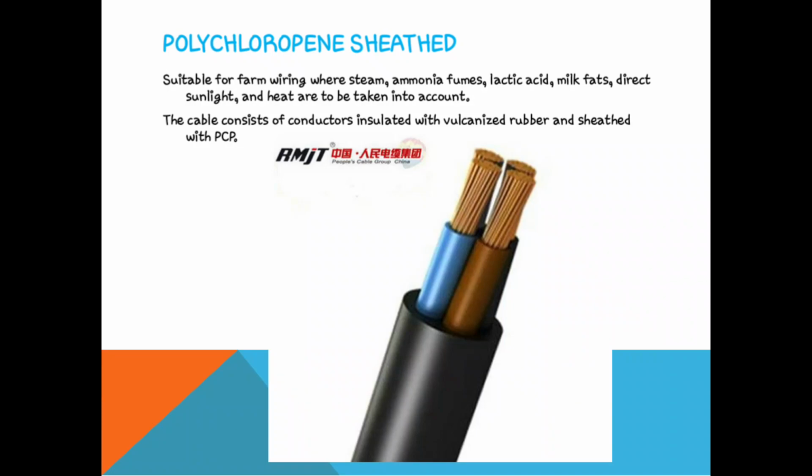Also you can see the picture of this. We have the double protection. We have the outer covering, then all the conductors are covered with the sheet, that is, insulated with vulcanized rubber.